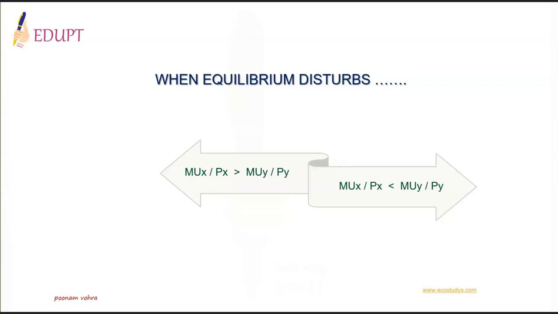Once the consumer has attained equilibrium, it is not necessary that the equilibrium will not be disturbed. The equilibrium gets disturbed when the ratio of marginal utility to price of X is greater than the ratio of marginal utility to price of Y, or when the ratio of marginal utility to price of X is less than the ratio of marginal utility to price of Y. Let's understand these in slightly more detail.